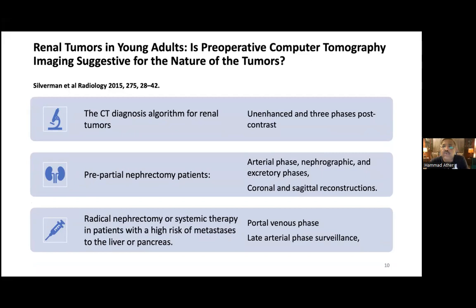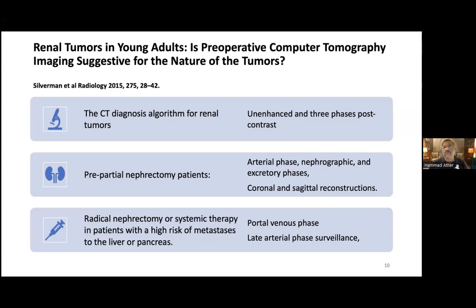That is what is required. If the CT has already been done, but not with the renal protocol, and the plan is to do partial nephrectomy, then an arterial phase, nephrographic phase, and an excretory phase CT with coronal and sagittal reconstruction is what is required. So if you have a patient who had a CT scan, but it's not optimum to help you make a decision, and you are planning to do a partial nephrectomy, then specifically write to the radiologist that they should do arterial, nephrographic, and excretory phase films with coronal and sagittal reconstruction.